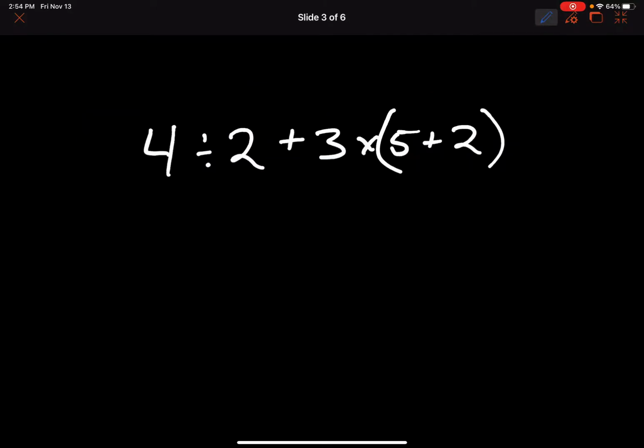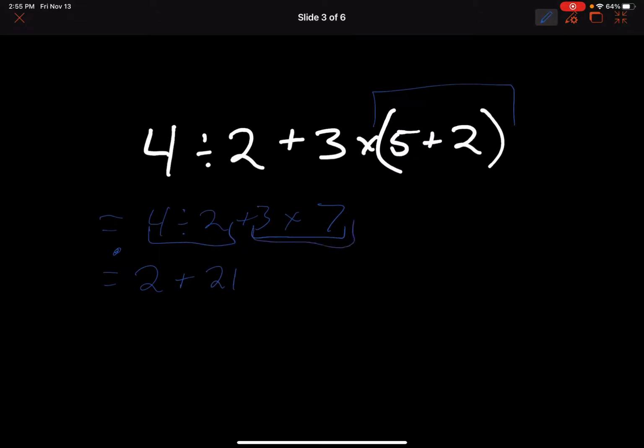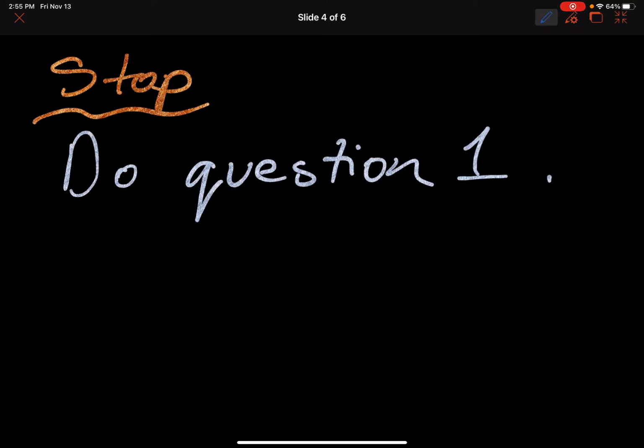Okay, so here I have some brackets first. So I will start with the brackets. And that would be times 7. Now, again, I start from the left and I look for division and multiplication. So this would be 2 plus, and I can do this, 21. So starting here and then doing here. Okay, then I can add these together. It's 23. All right, so I'd like you to pause and just do question number 1 right now.